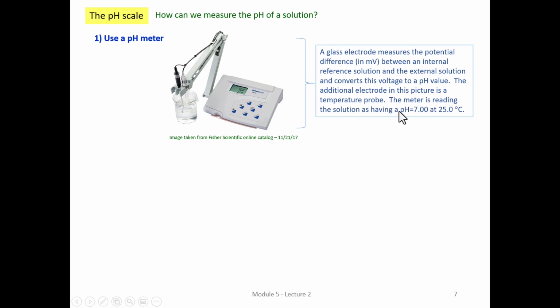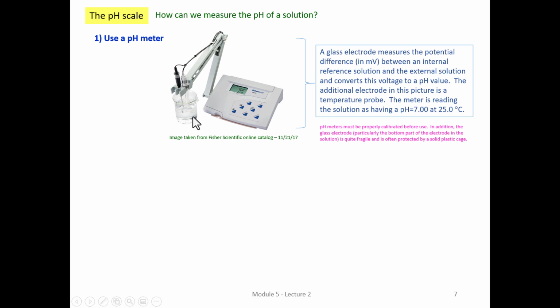Now, pH meters must be properly calibrated before use, so if you're in a lab, you'll probably use what's called some standard buffers to calibrate the pH meter. And also, it's common for the bottom of the glass electrode, which is like a little glass bulb, to be covered with a plastic cage because that glass bulb is very thin glass and you want to protect it.